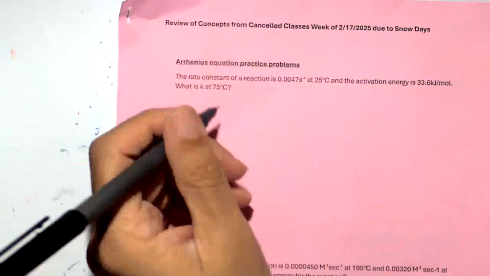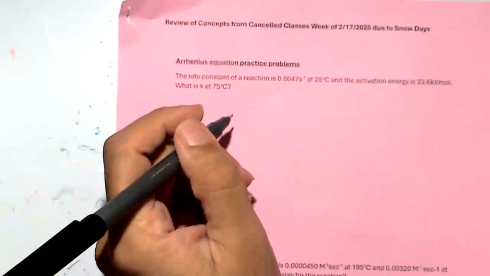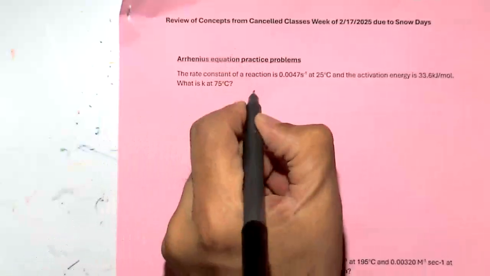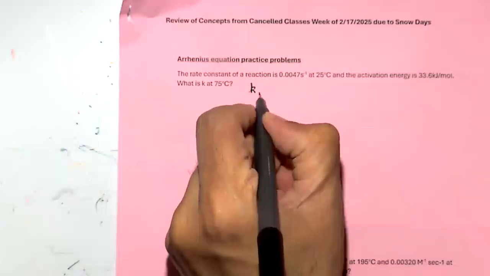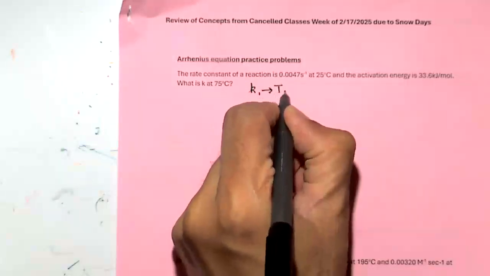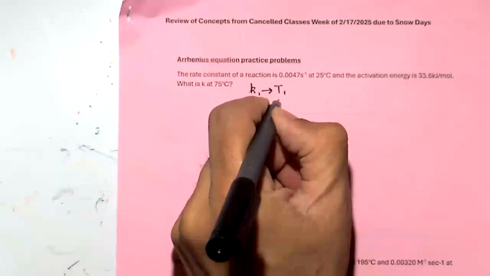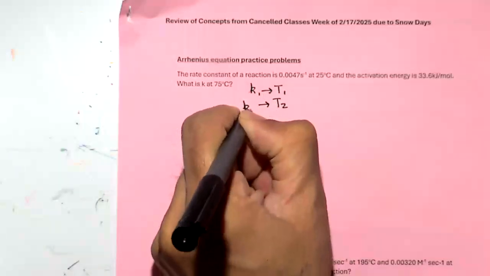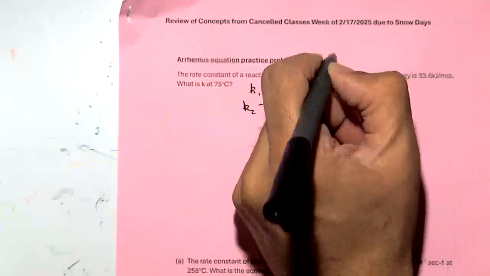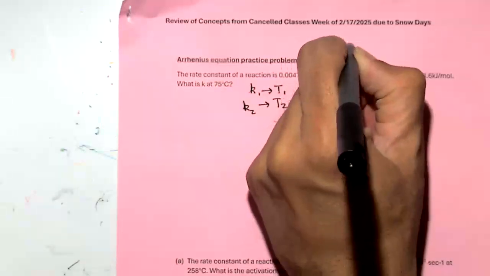Before class got canceled Wednesday, I wanted to teach you guys something called the Arrhenius equation. It relates a rate constant, lowercase k, at some temperature T, and when you change the temperature, that reaction will have a new rate constant. Remember, what is a rate constant?